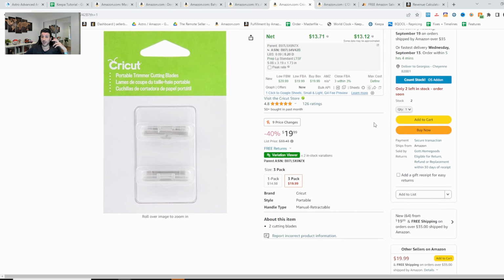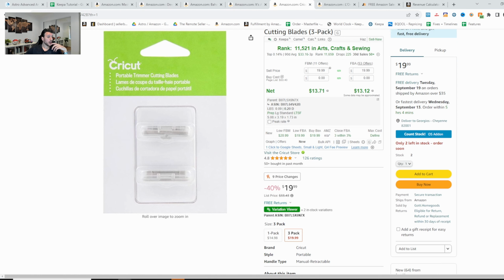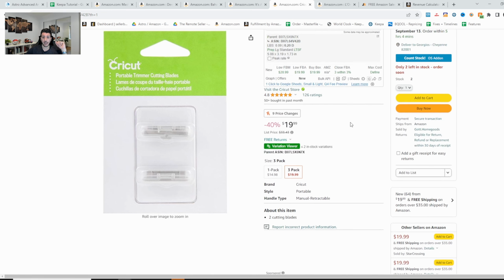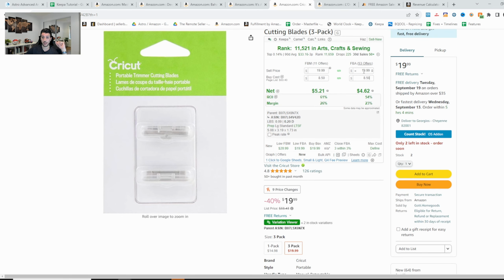Okay, so we have a variation here. All right, cool. This product we sourced at $8.50. So $8.50, $4.62 worth of profit. That's nice. That's some good numbers. It's a 3-pack. Let's now calculate our break even. If we have $4.62 worth of profit at $19.99, let's just take off roughly $5 from that and go to, let's say, $14.99. Okay, there's still 37 cents profit at $14.99.